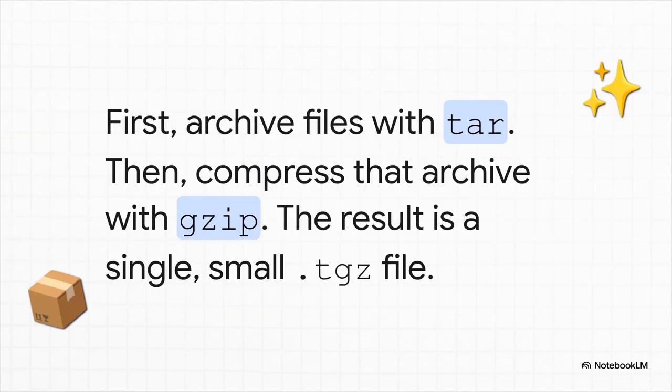But here is where the real magic happens. This is the perfect combo. You take tar and you take gzip, and you put them together. So first you use tar to pack everything into that one big moving box. Then you use gzip to shrink the entire box. And what you get is a .tgz file, one single, tidy, small file that's super easy to handle.